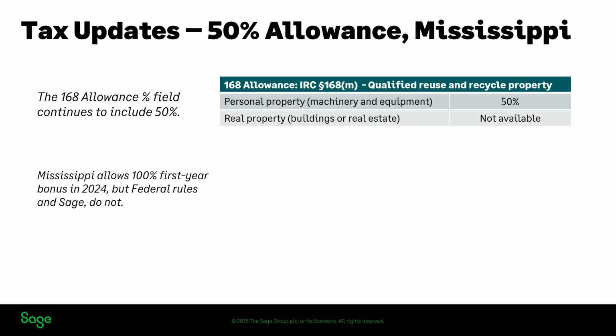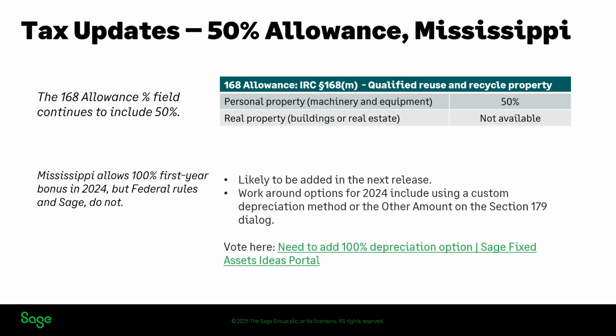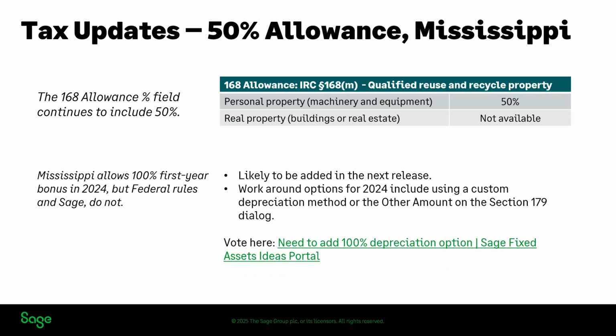And we've also heard from a few of our customers that have filing requirements in Mississippi. And we know that Mississippi now allows 100% first year bonus in 2024, and the federal rules that are in our product do not allow that. So we are likely to add that in the next release. The workaround option for 2024 for now would be to use a custom depreciation method or the other amount on the Section 179 dialog.